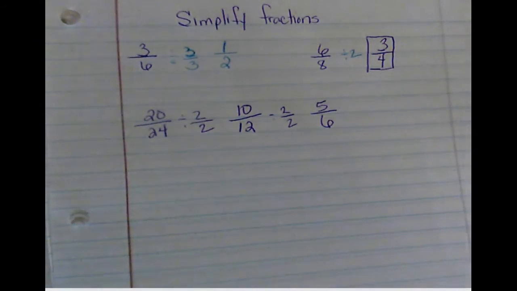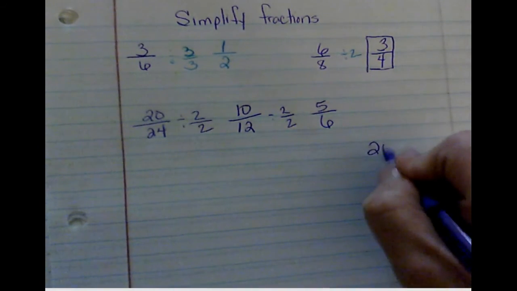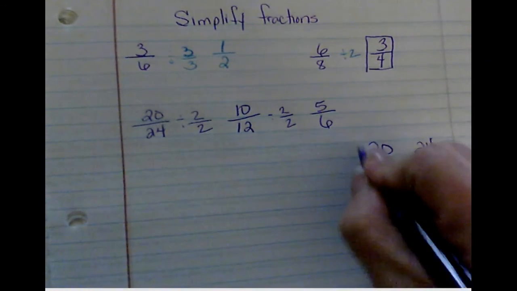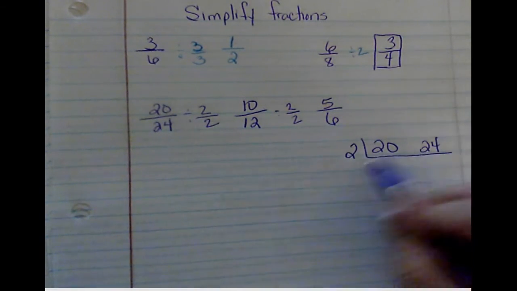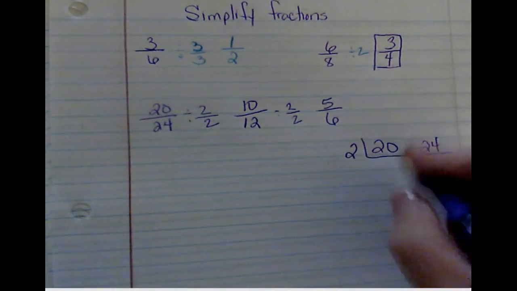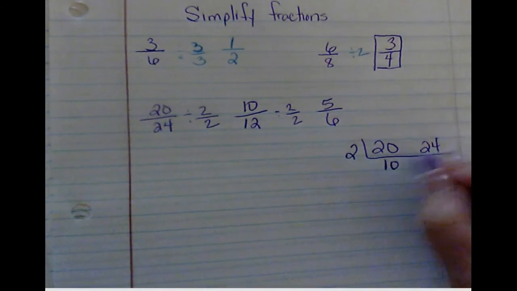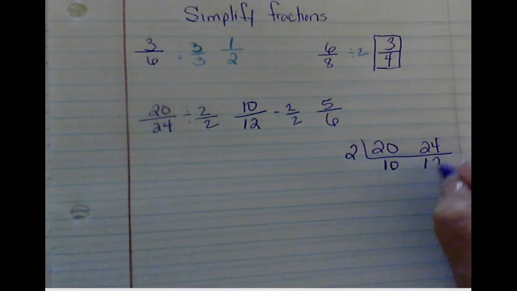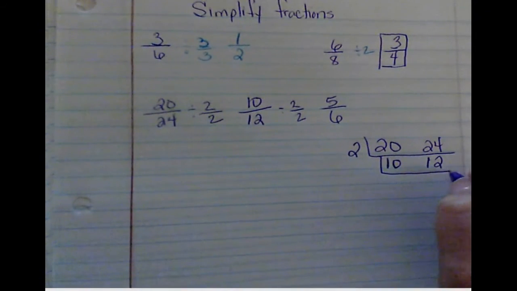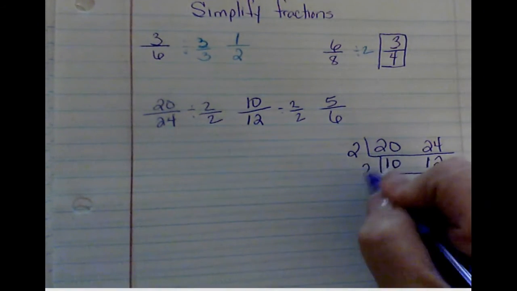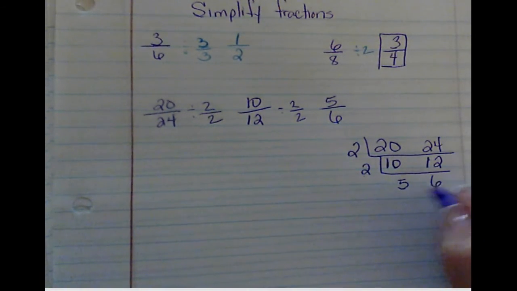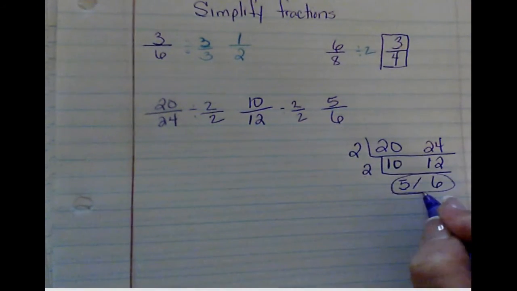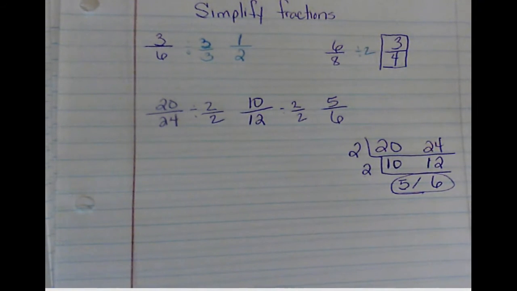A little different way to simplify these fractions is upside down division. We did this with prime factorization. I can divide both of these numbers by 2. 20 divided by 2 is 10. 24 divided by 2 is 12. I can divide by 2 again. 10 divided by 2 is 5. 12 divided by 2 is 6. So my answer is the bottom two numbers, 5, 6.